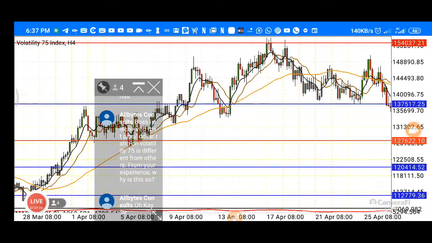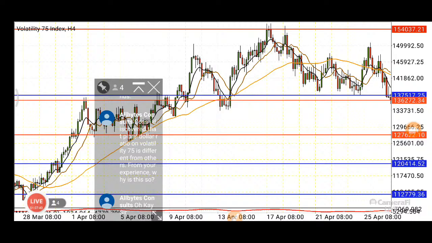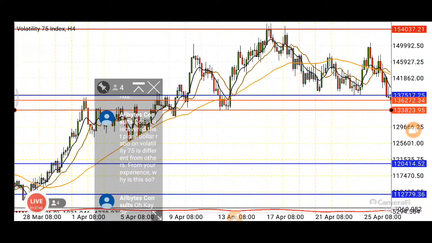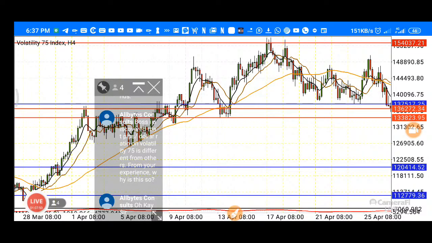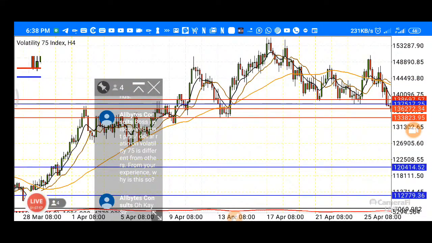Okay, there was a break over here. So for aggressive traders, let's assume you've sold here. For aggressive traders, if I were you, I would have taken my profits on this level, still respect this level. And my stop loss would be above this level, around this level.